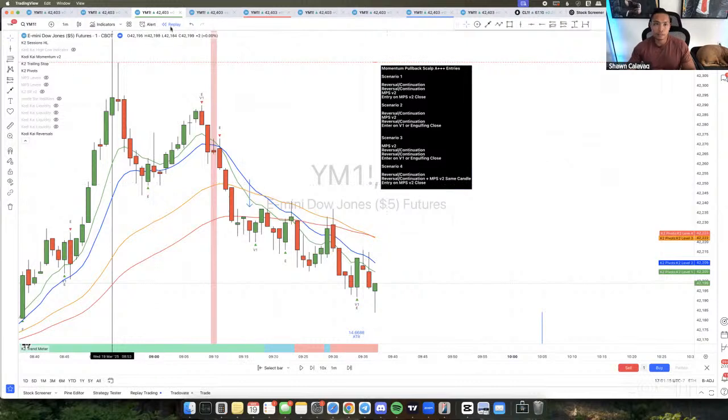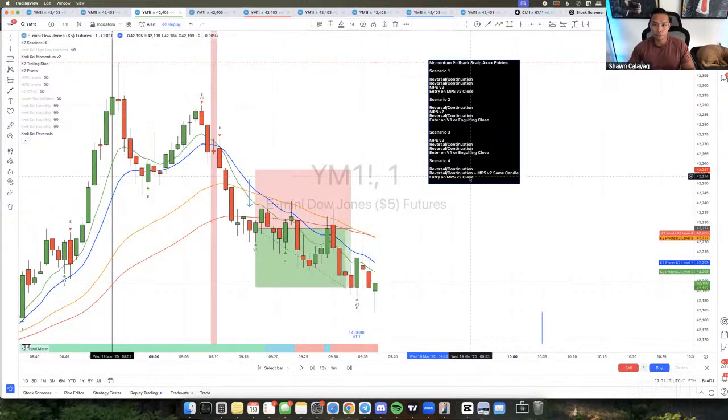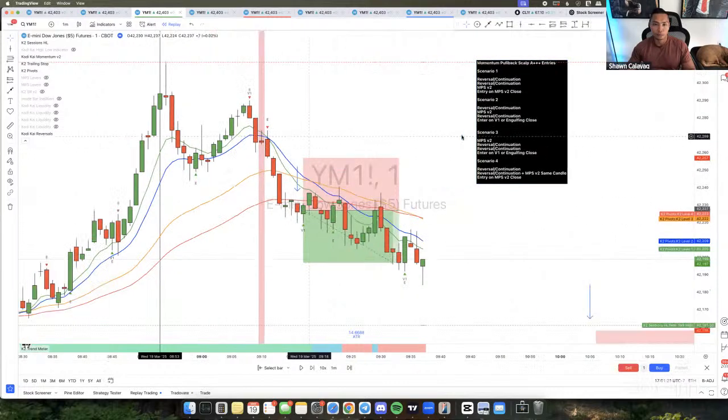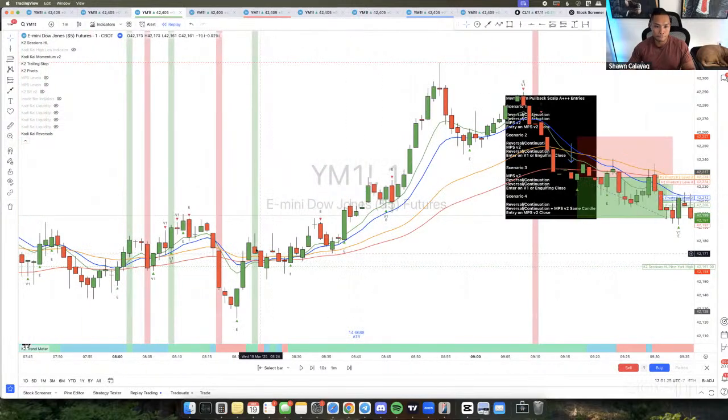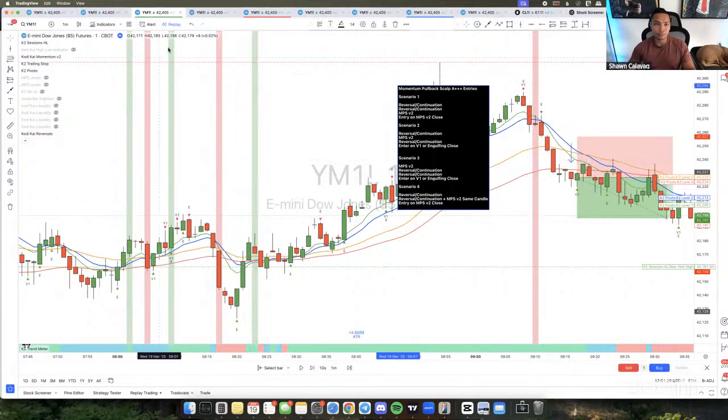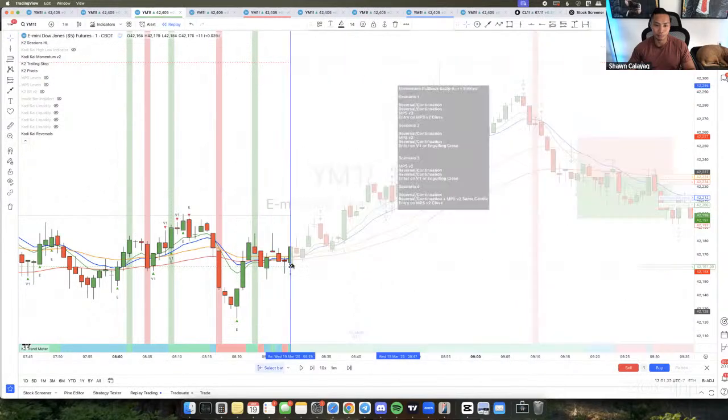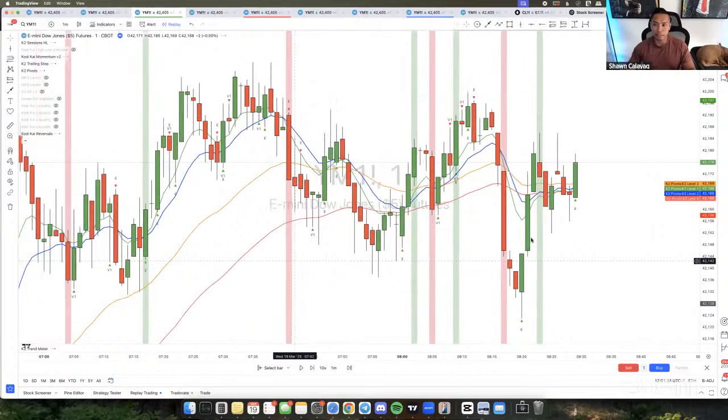Scenario 4, actually, this lined up with another entry we showed earlier. This is just when the MPSv2 lines up with a reversal pattern. Let me see if I could find one here. You know what? It's right here. Perfect. So we pretty much saw every single example here. Literally every single example.